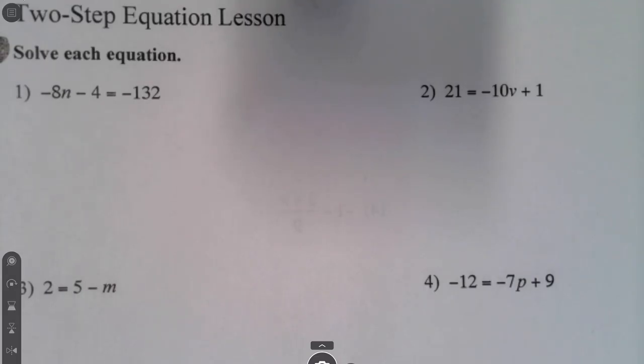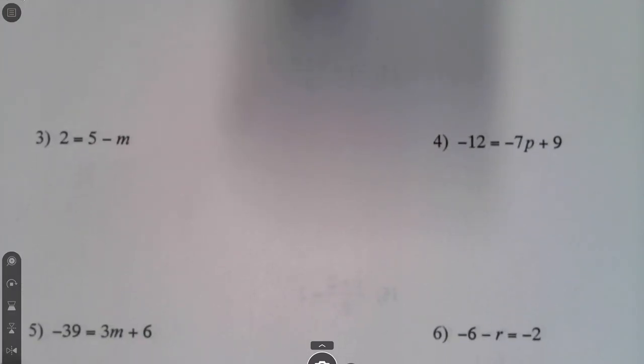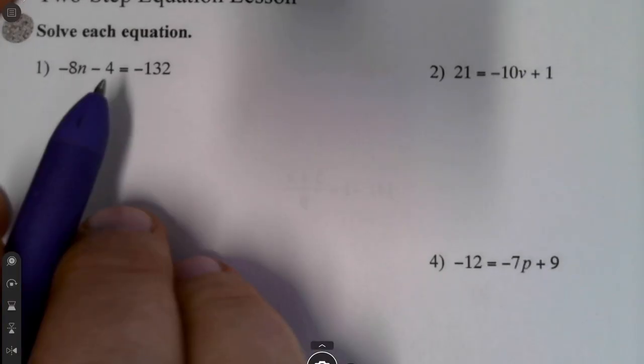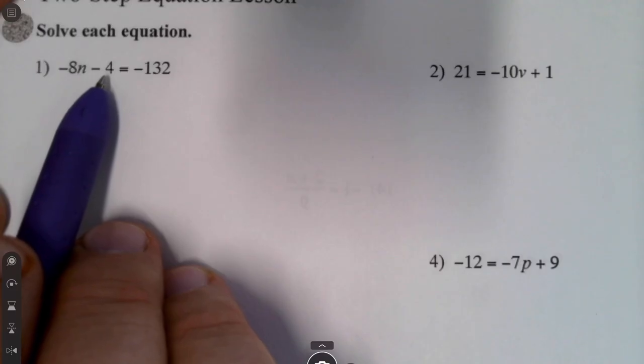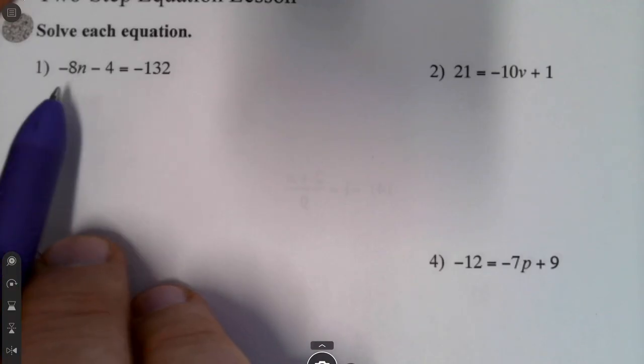And in the sheet I have in front of me, numbers 1 through 6 are all the same type of problem. If you look, they're all in a single line, and there's no division involved. So for all of these, the first step is to add or subtract to get rid of the constant. Now the constant is the number that's by itself, has no variable, but it's also on the variable side.